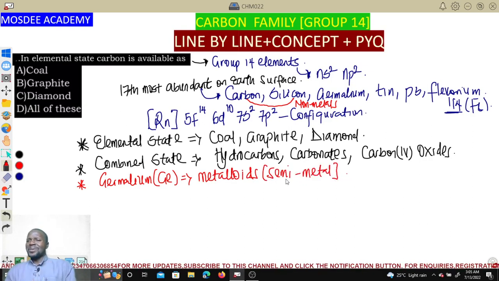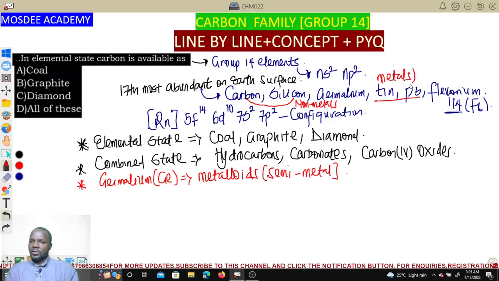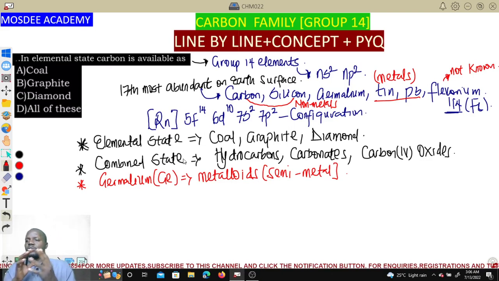So these are some important things. Why? Because tin and lead are metals. Carbon and silicon will form covalent bonds, and as you move toward tin and lead, you expect them to form electrovalent bonds because of the size and because they are becoming more metallic. The chemistry of flerovium is not known. Up to the moment I'm teaching this particular video, the chemistry of flerovium is not known. So I'm only trying to give you some other things.